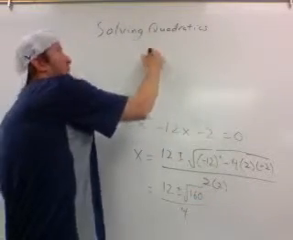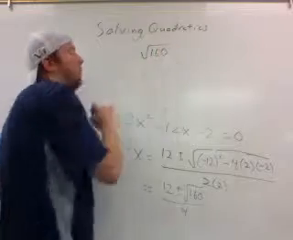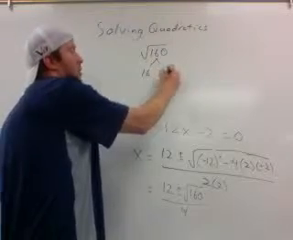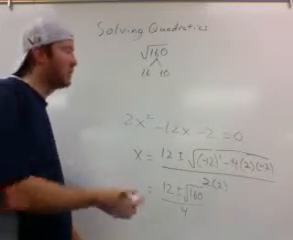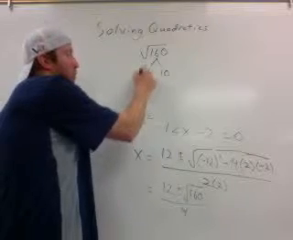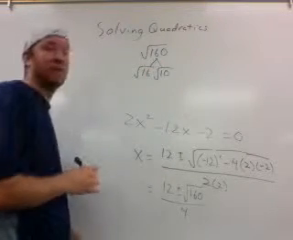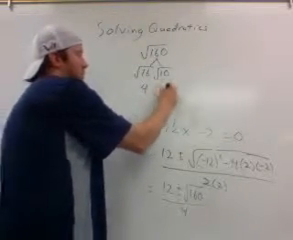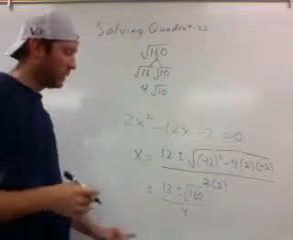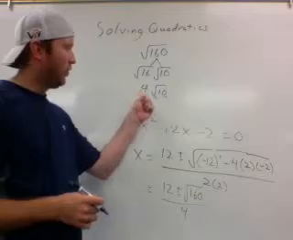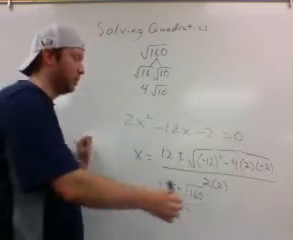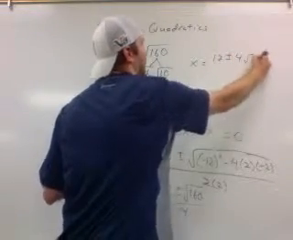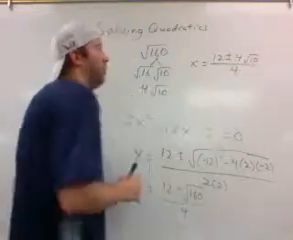So again, I'm going to do a little side work here. 160. Should have done this a little bit before. If I break this down, 160 is 16 times 10. 16 is a perfect square. So I can think about this problem as the square root of 16 times the square root of 10, and the square root of 16 is 4. So I get 4 square roots of 10. So I can actually replace 160 with 4 square roots of 10, which I'm going to do. So I get x equals 12 plus or minus 4 square roots of 10 all over 4.